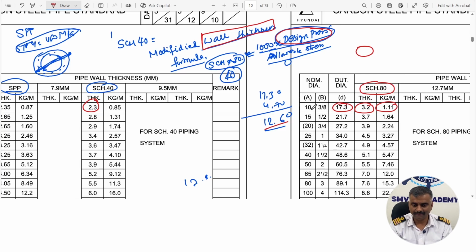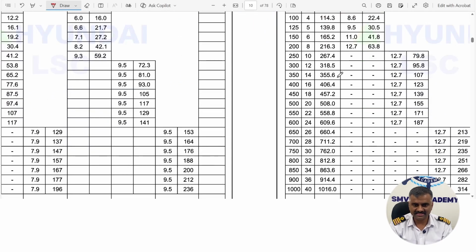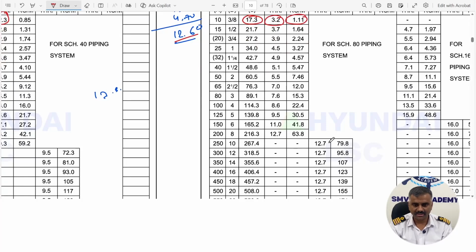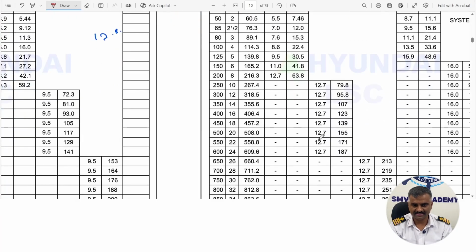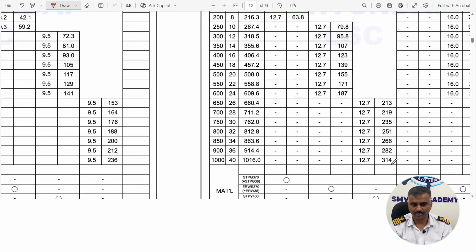Say a 10 mm pipe, 3 by 8 inch pipe, outer dia 17.3, thickness 3.2, and weight is 1.1 kg per meter. Similarly this chart goes up to various values. You can see this chart ends at 200 mm. At 200 mm the schedule 80 pipe changes. Now the thickness becomes constant at 12.7. So you cannot increase the thickness more than 12.7 for schedule 80 pipes. It goes up to 1000 mm, only the weight varies but the wall thickness remains constant.